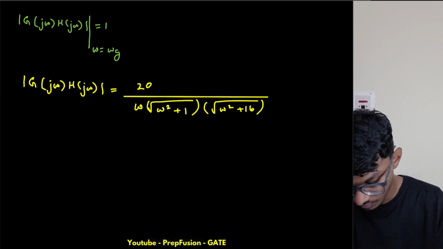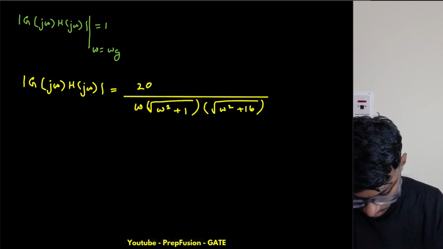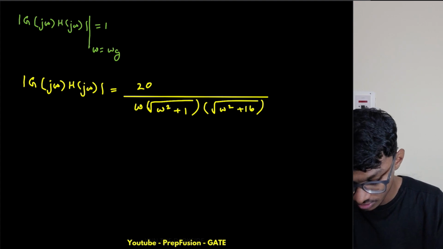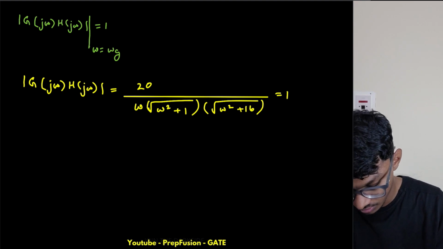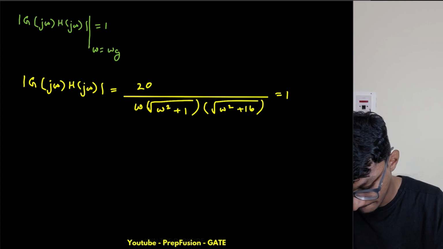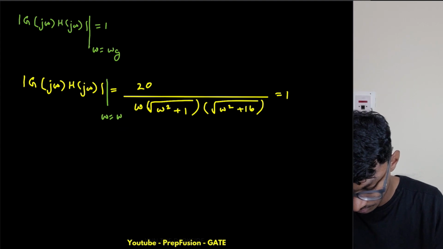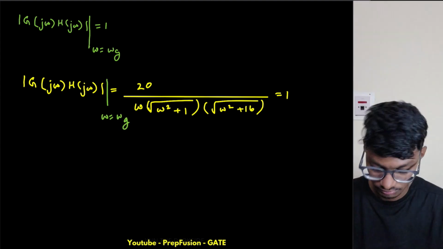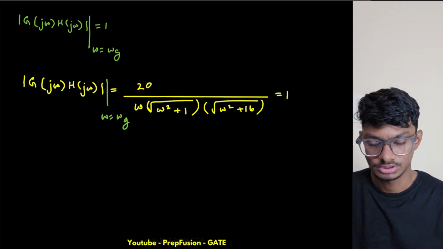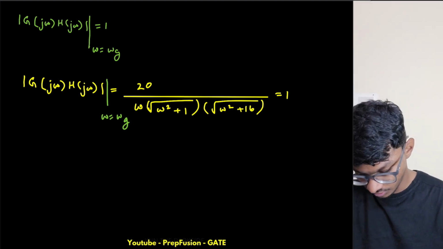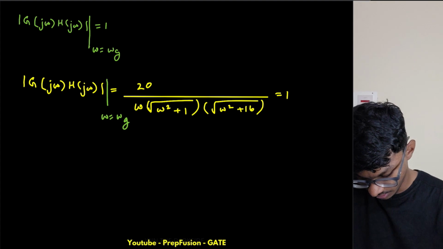So this should be equal to 1. Basically, this is my magnitude, which should be equal to 1 at omega equals omega g. So now what I need to do is make it whole square. I have to make it whole square.